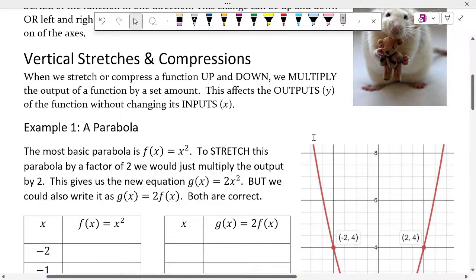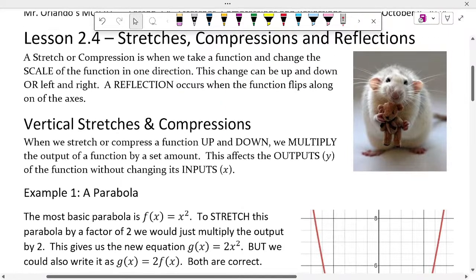Okay, so next we're going to look at the other thing we can do. Two days ago, when we looked at doing translations, what were we always doing? We could move it up, which we did by adding to the y values, or move down, which we did by subtracting. You can move it left, which we did by adding to the x values, and we can move it right, which we actually did by subtracting from the x values, right?